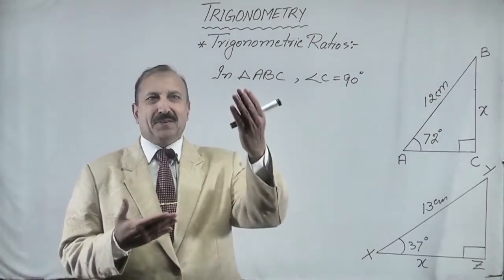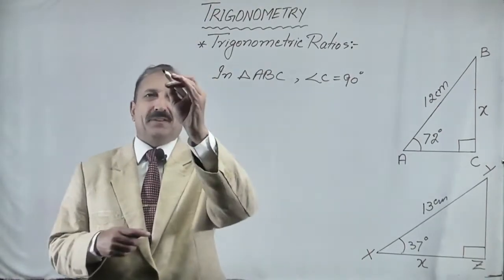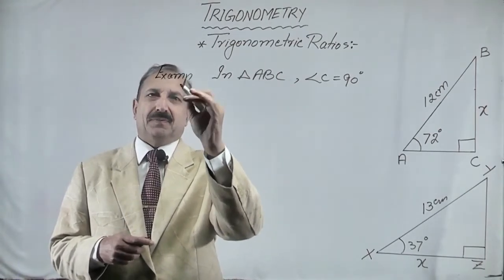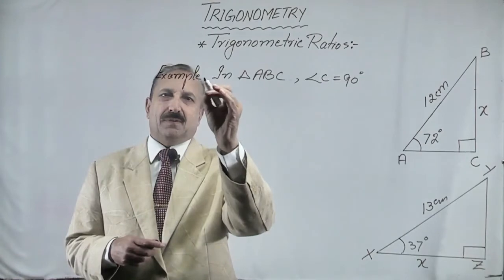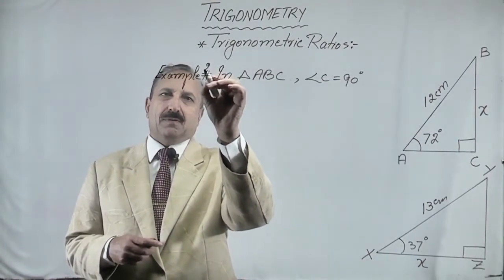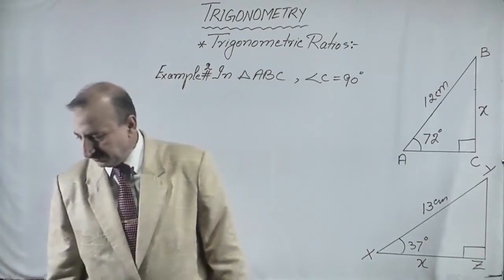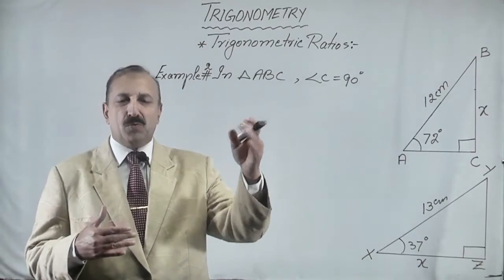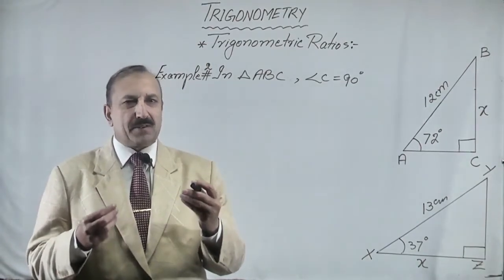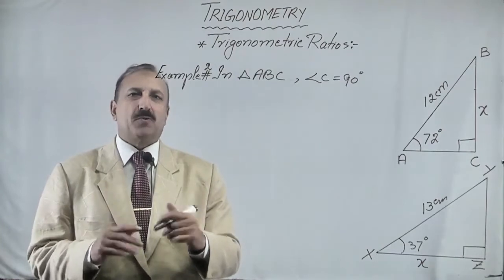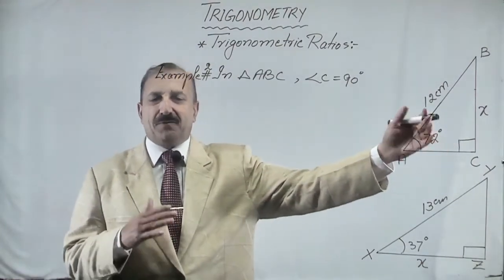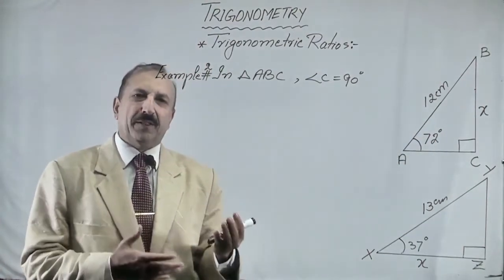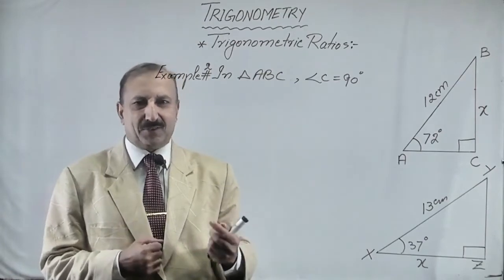Alright, my dear students, let's have example number 2, where we are going to learn the ways to use trigonometric ratios in a right angle triangle while finding different angles and sides. But in the beginning, we will learn how to find different sides of a right angle triangle.